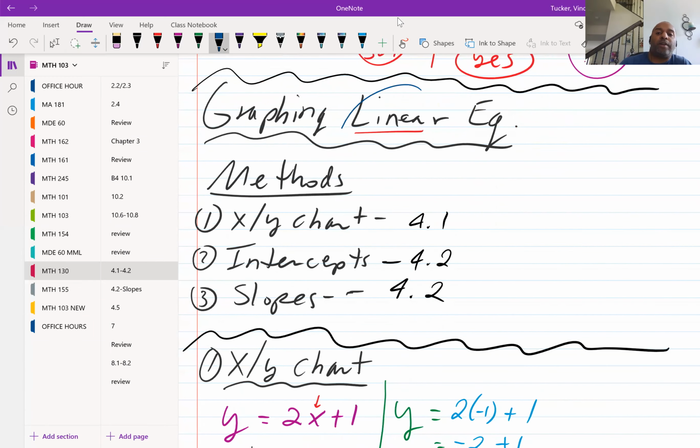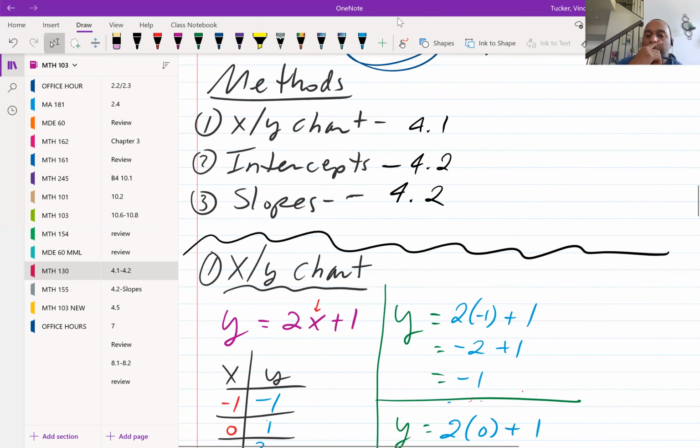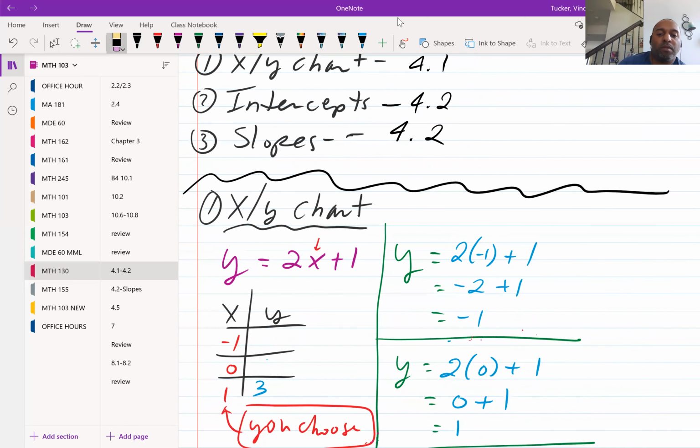All right. Also, we're graphing linear equations. That means we should be getting lines when we use these methods. We are looking to graph lines, straight lines. And erase some of this stuff. Yeah, I'll go ahead and erase this.